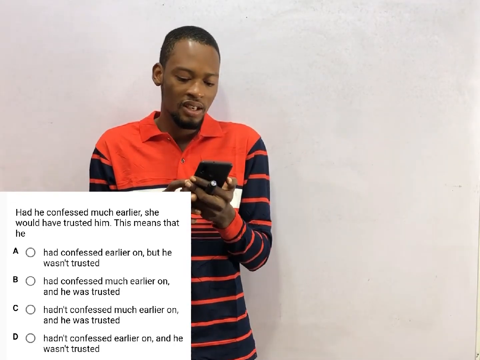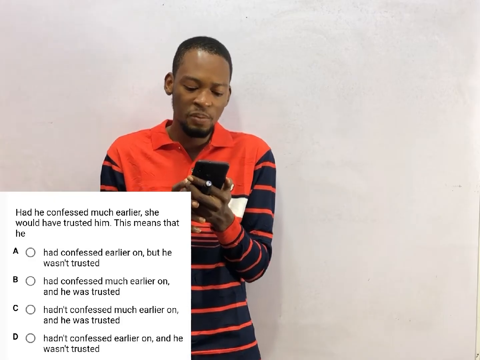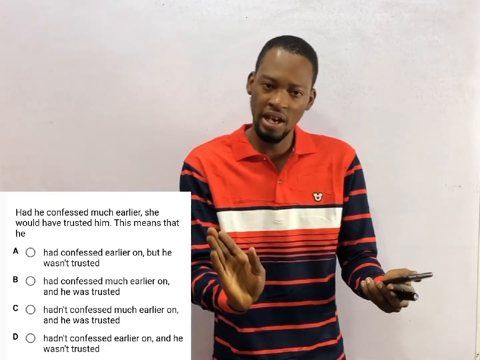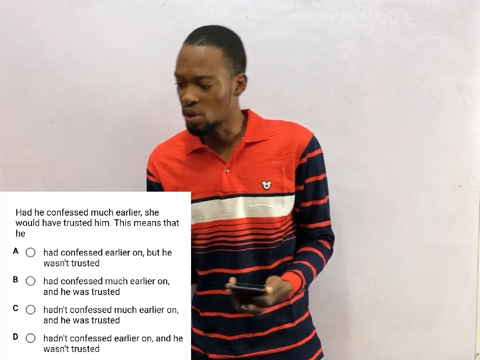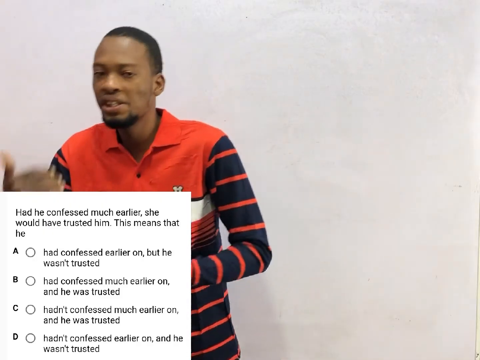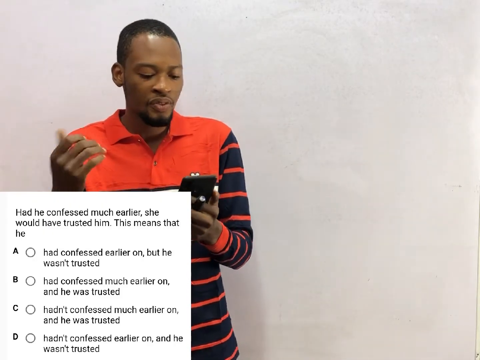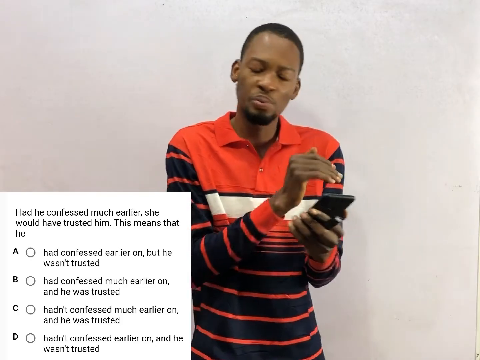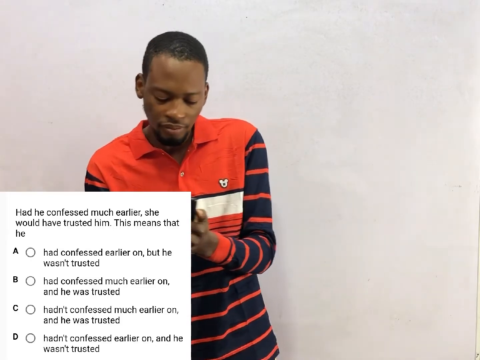B says this means that he had confessed much earlier on and he was trusted. B is even in contrast to what we are talking about, because the sentence says, had he confessed earlier, meaning he did not confess earlier. She would have trusted him, meaning she did not trust him. So option B is out of point.